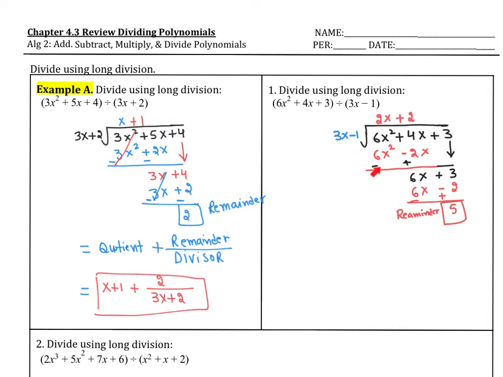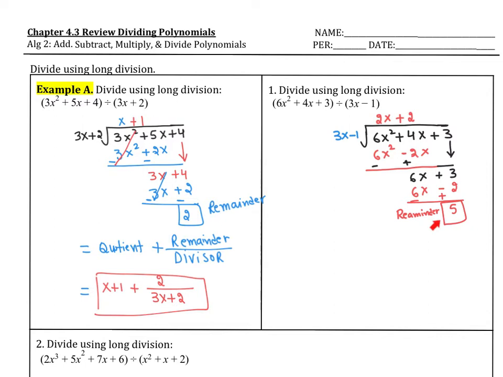Now change the sign. 6x squared minus 6x squared cancel, and you're going to get 4x plus 2x, that's 6x. Bring down the 3 and you get 6x plus 3. Now choose a number that gives us 6x when multiplied with this polynomial. That number should be 2 because 2 times 3x is 6x, and 2 times negative 1 is negative 2. Change their signs. 6x and negative 6x cancel. 3 plus 2 is 5.